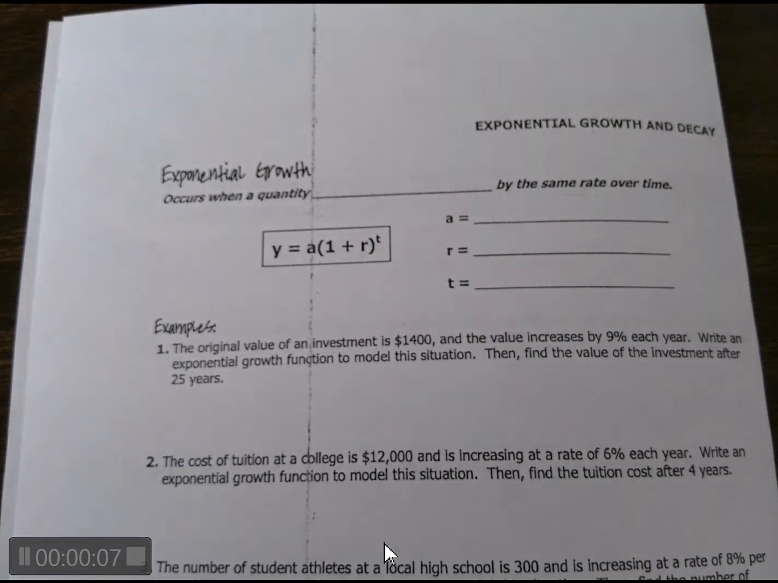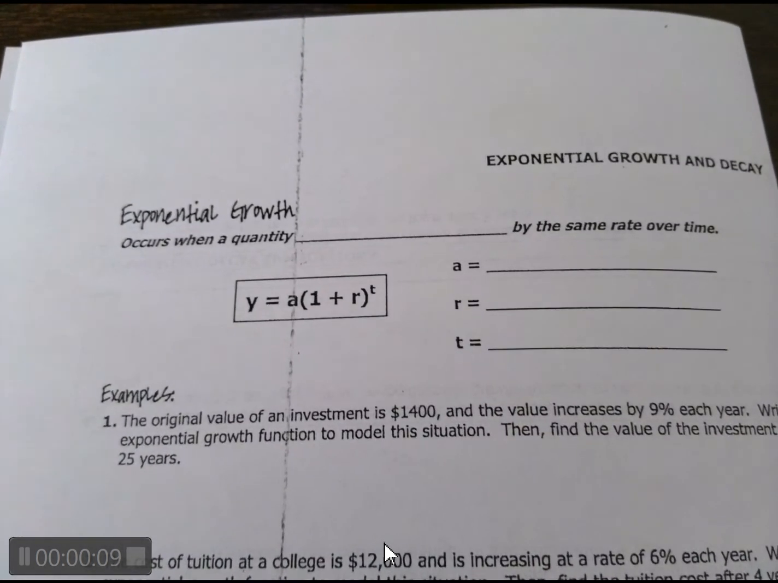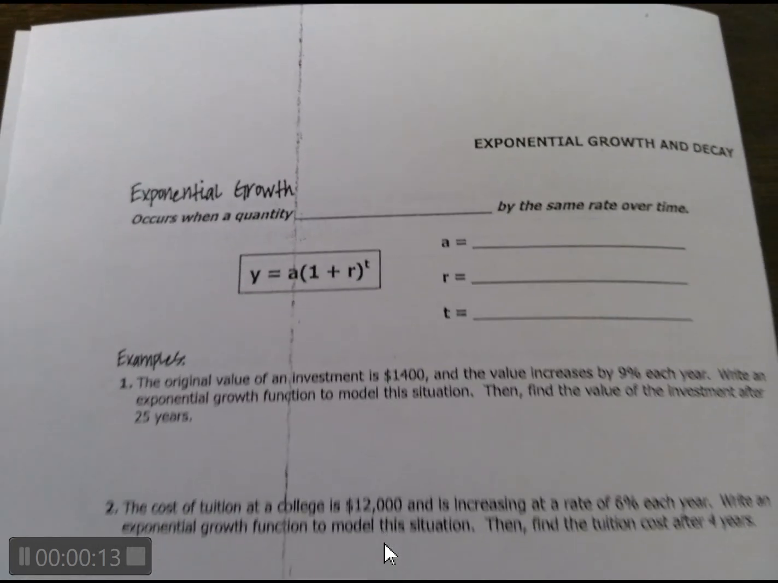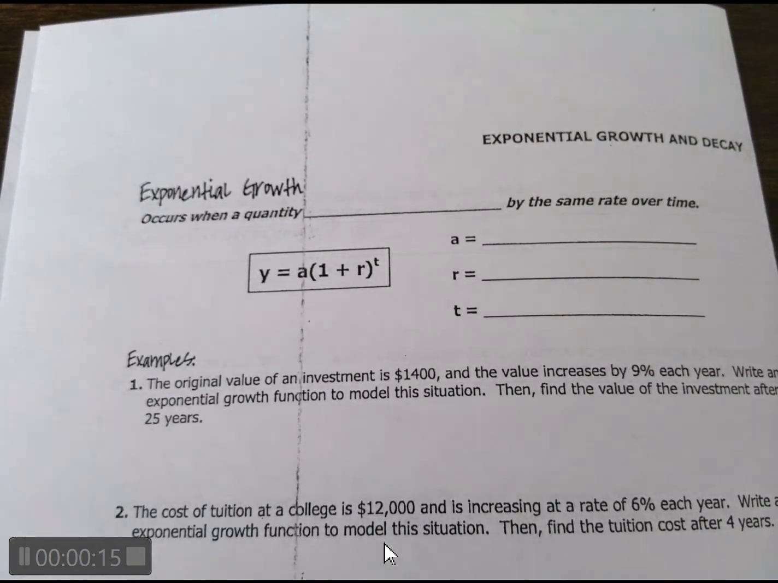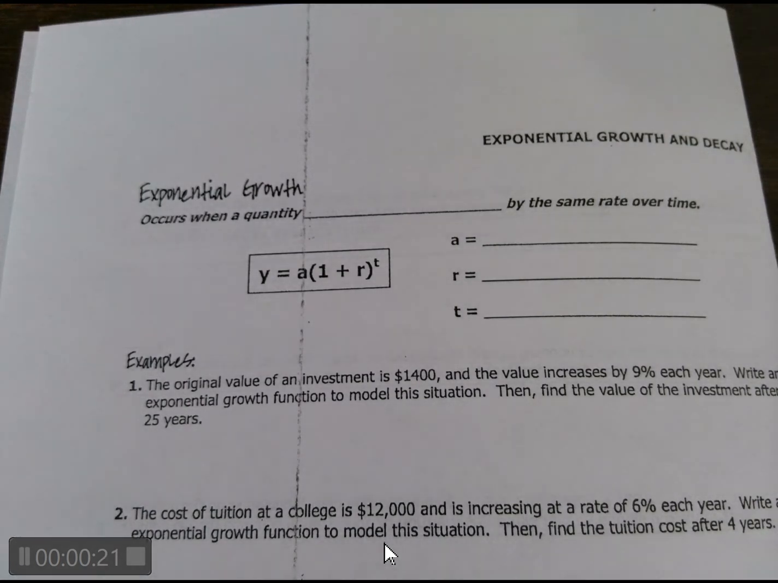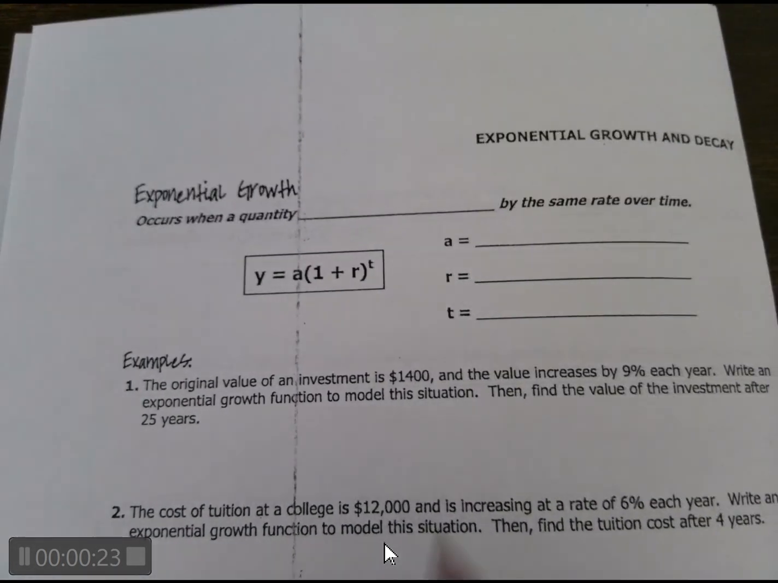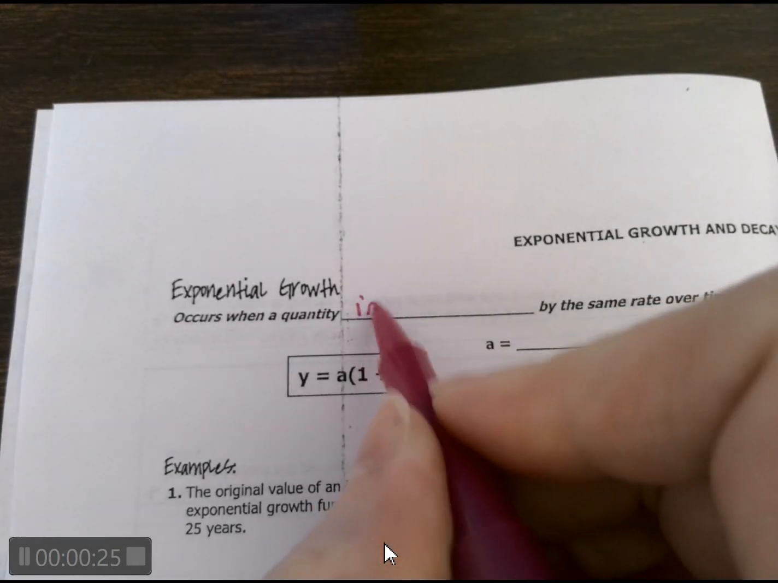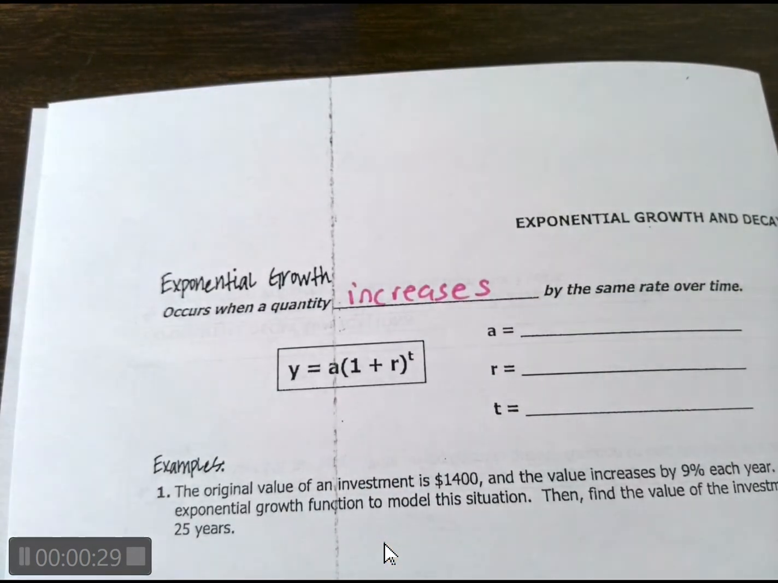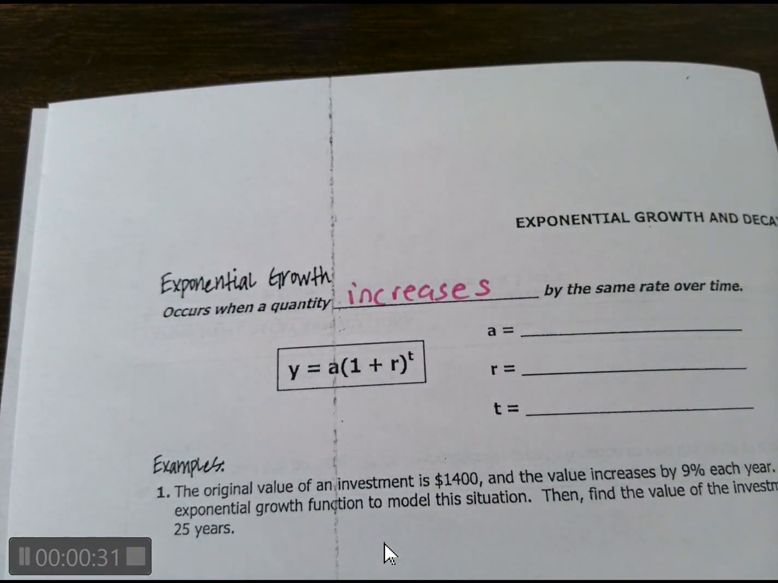So we have talked about exponential growth and decay in relation to how our graph looks, but now we are going to actually be writing the equations of growth and decay functions. So we're going to start with exponential growth, which occurs when a quantity increases. Makes sense, right? It's exponential growth by the same rate over time, okay?